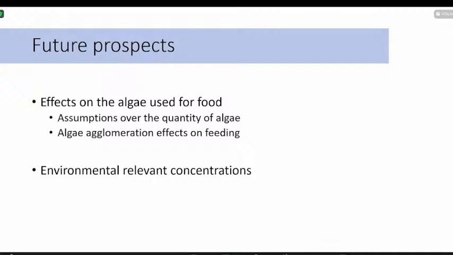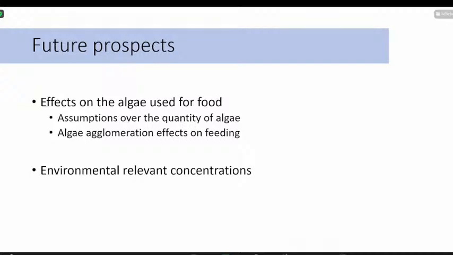So now about the test, what are the future prospects for it? So we had some problems with knowing what are actually the effects of the algae we use for food. And this is because we just made the assumption over the quantity of algae. So we do not know how much algae was present every day. We only measured it at the end of the test. And with this, we do not know exactly if it's actually growing during the week that we are adding it during the test.